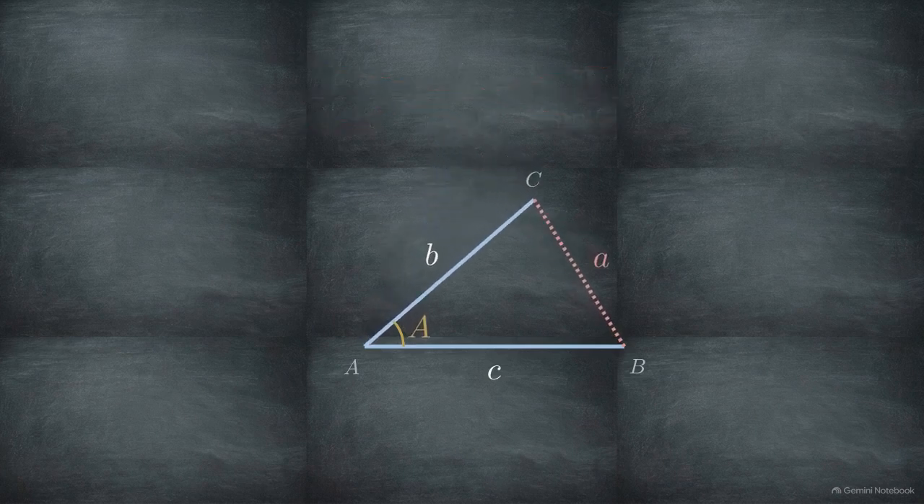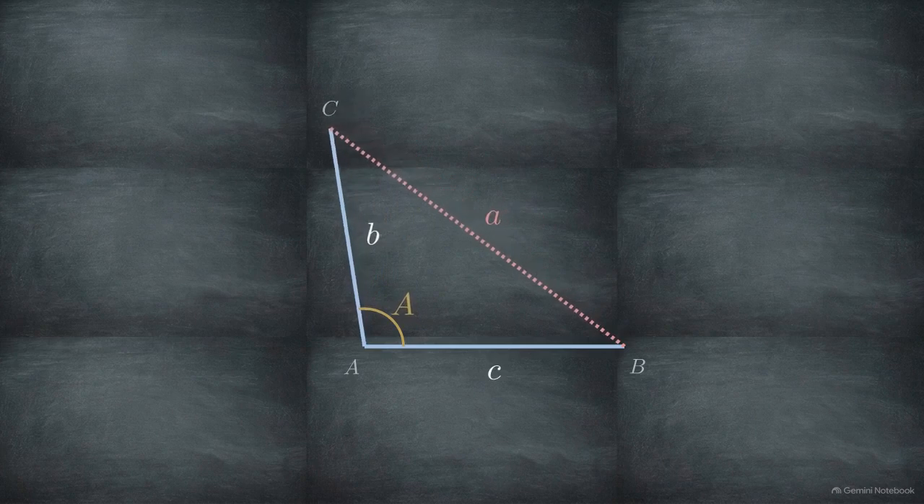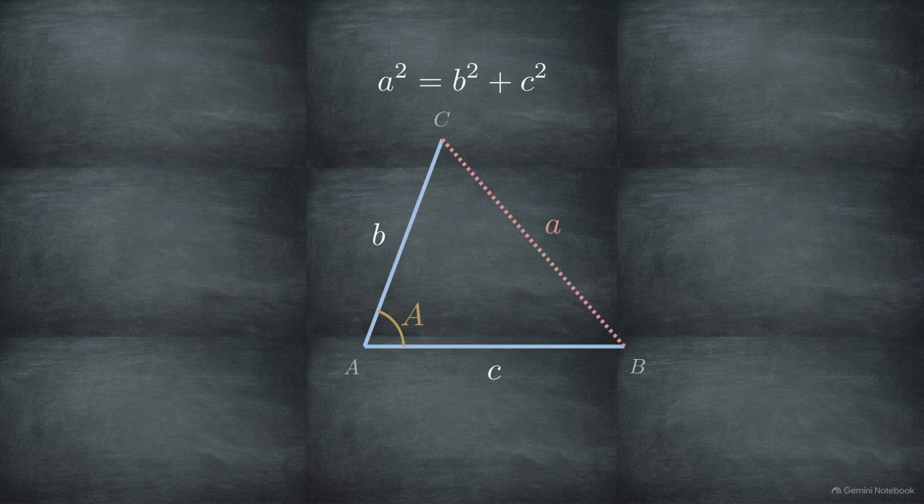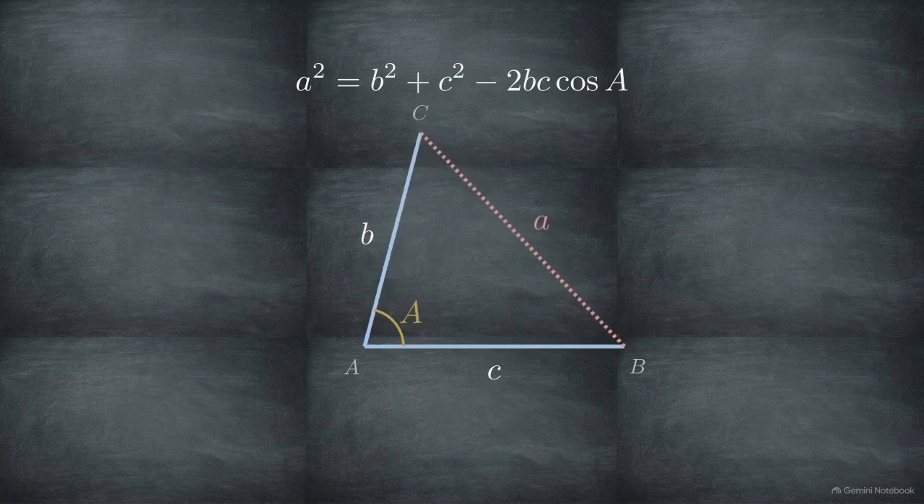Watch the dotted line change as the hinge opens and closes. To calculate that exact length, we use the cosine rule. It starts with the squares of the two known sides, b squared plus c squared. Then we apply a mathematical correction factor, minus 2bc cosine A, which adjusts the distance based on the specific hinge angle.